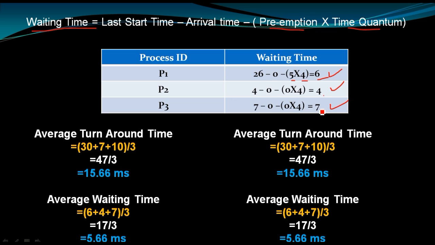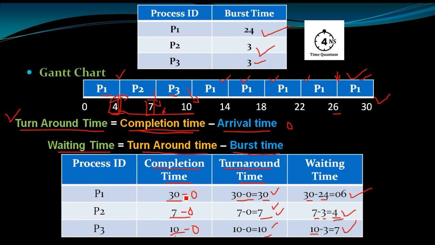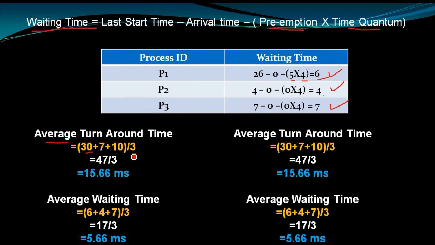So how to calculate the average turnaround time, right? Average turnaround time: 37 plus 10. We have already calculated, so 30 is the completion time, this is the turnaround time. So the turnaround times are 30, 37 and 10, right? Sum of 37 and 10 and 30, that is 47 plus 30, divided by 3. So 47 divided by 3 is 15.66 nanoseconds or milliseconds, the average turnaround time of these three processes.